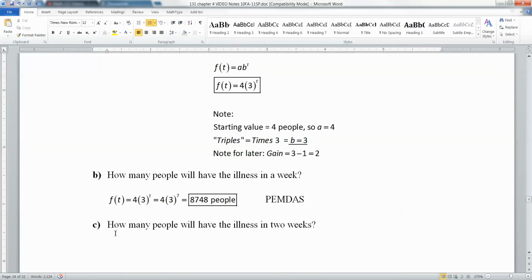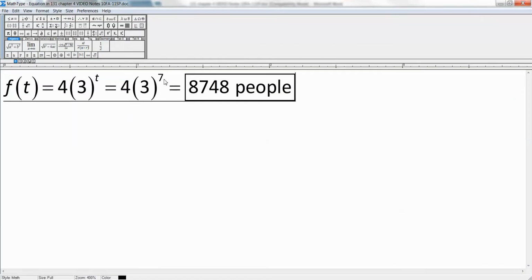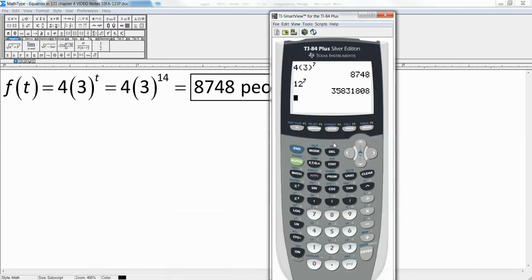Okay, now what about 2 weeks? 2 weeks would be 14 days away. So let me go back to the calculator because I don't know what this is off the top of my head. 4 times 3 caret 14.